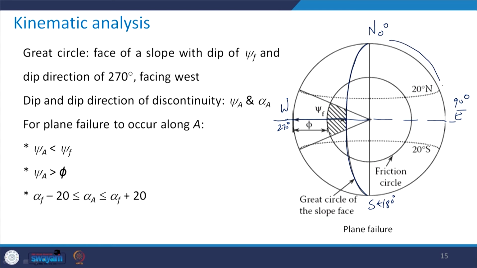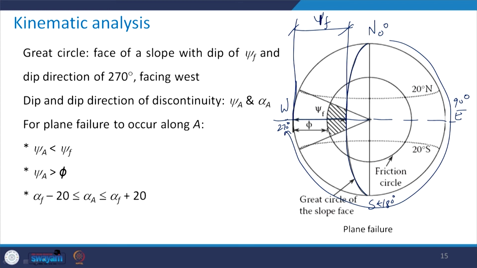So, you see that from here you come in the clockwise direction and here it is 270 degree. Now, what is a dip? How do we find out the dip? We take it from the extreme point of this circle to this great circle. So, this is what is going to give me psi f, which is the dip of the slope face.